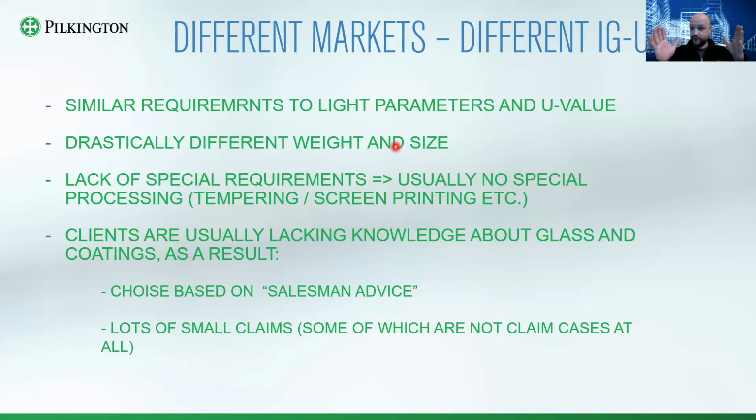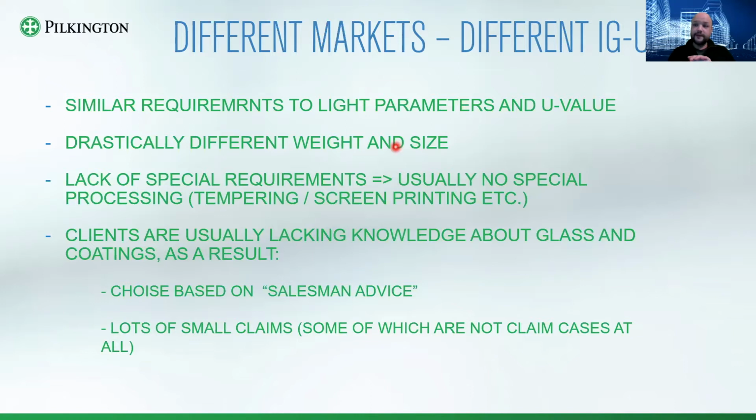The residential market is for living hubs, personal cottages, and so on. The main similarity is that when you are looking at architectural glass and residential glass, what people want is usually quite similar in terms of requirements for IG unit characteristics, meaning light parameters: light transmission, light reflection, and the U value.